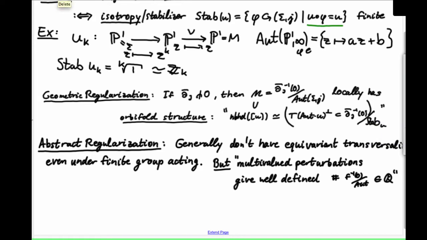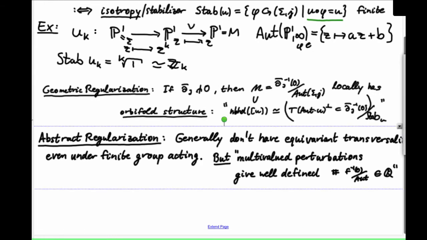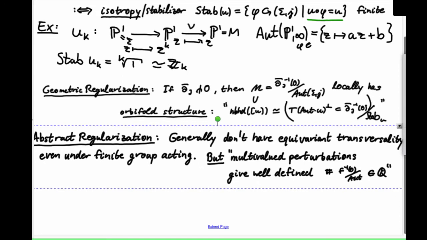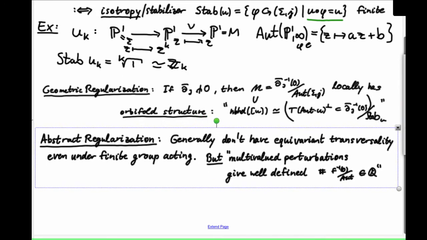So, right, we generally don't have equivariant transversality. In fact, even when you have a finite group acting, which we'll look at some examples. And so in the abstract world, you end up working with multi-valued perturbations, which then give somehow well-defined counts, but in the rational numbers. We'll see a little bit how that works. I'm not actually going to really define what a multi-valued perturbation is, but try to give you an impression.